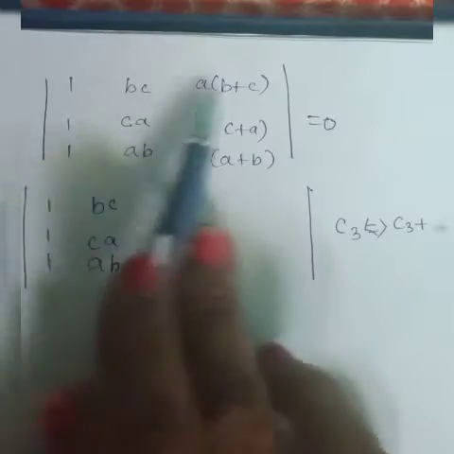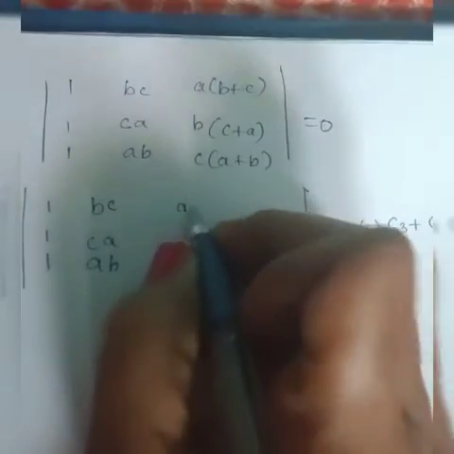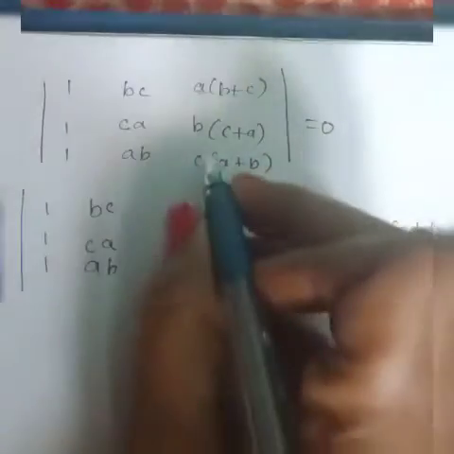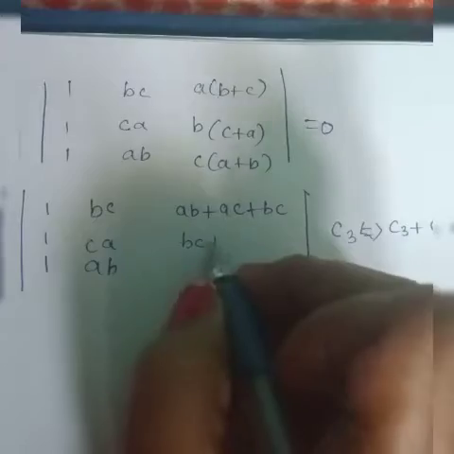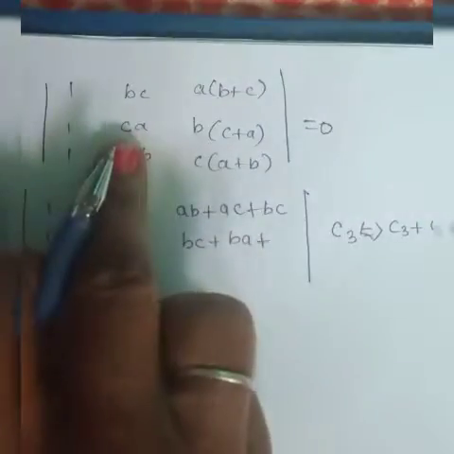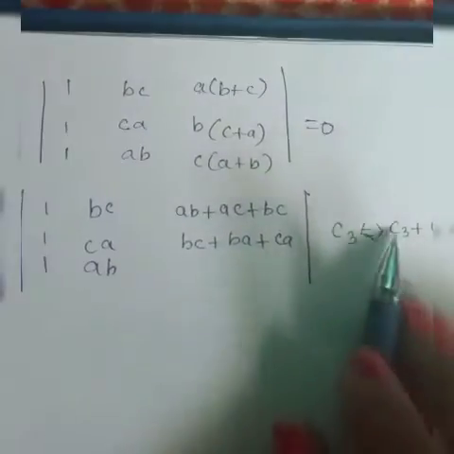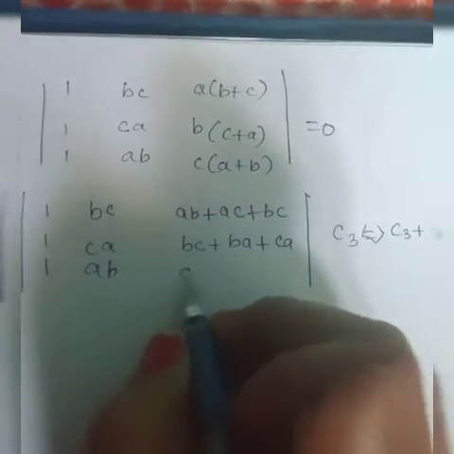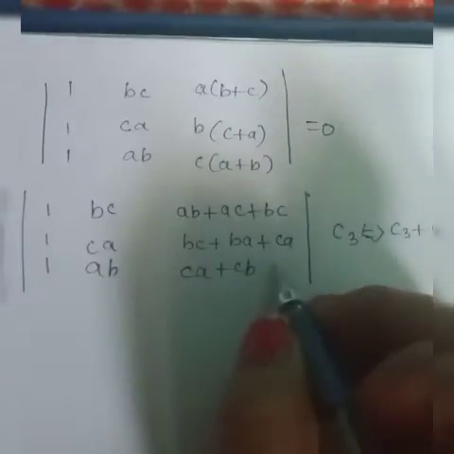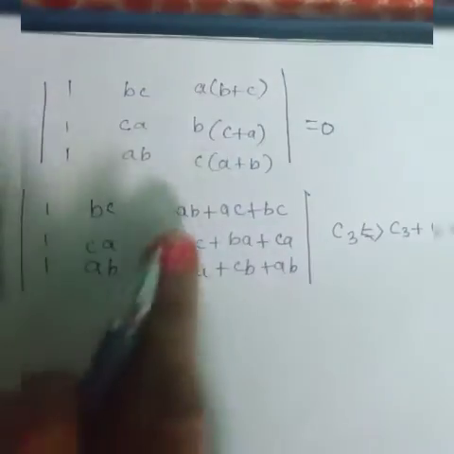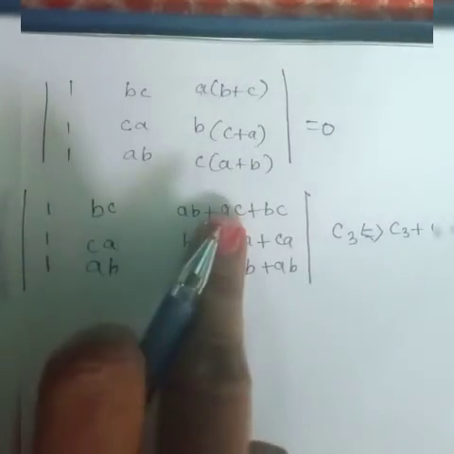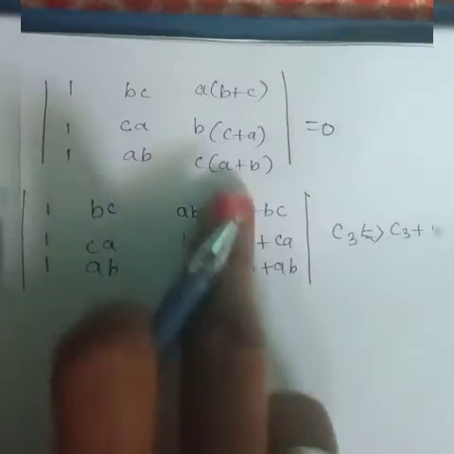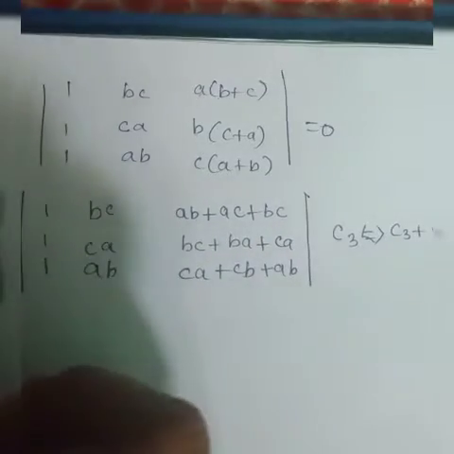Now add these two. Here I already have AB plus AC, and I am going to add this BC. Here ABC, BA, and I am going to add C2, CA. That is, C2 plus C3 should be placed in C3. We have CA, CB, add AB. Now we have AB, BC, CA; AB, BC, CA; AB, BC, CA. All are the same.